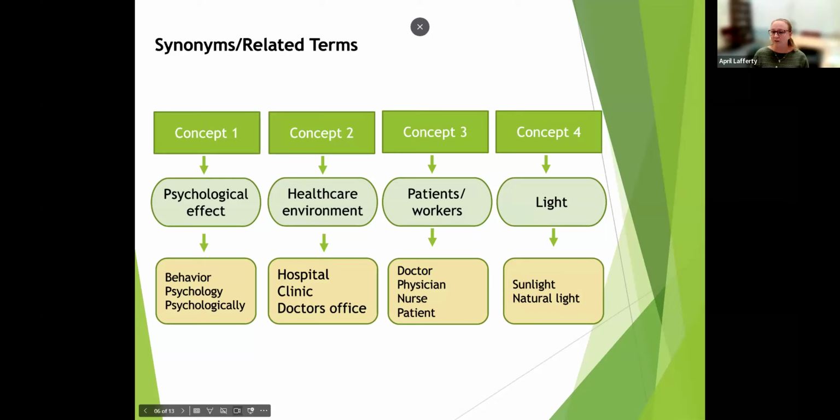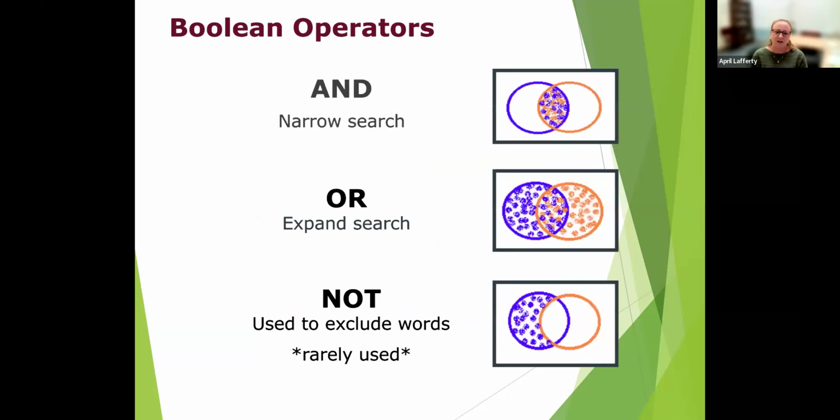So that would narrow out a word that keeps coming up that is giving us irrelevant results. The word "not" is not used all that frequently, just because sometimes it can take out too much. We don't want to start weeding out things that we could potentially use in an article, or that we could use in our research.